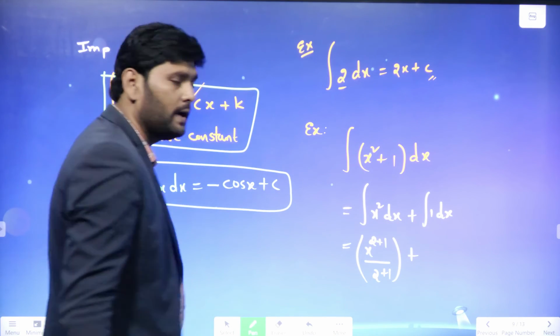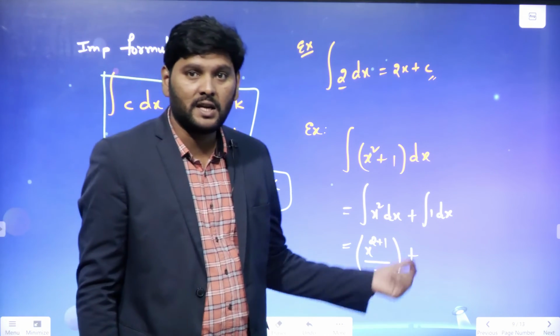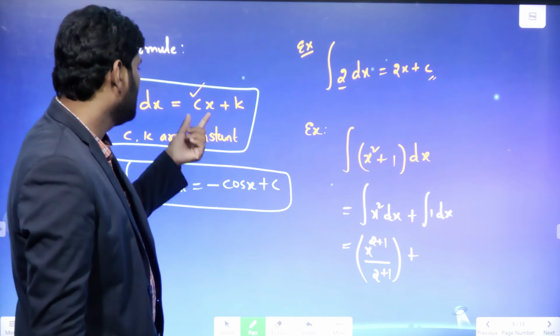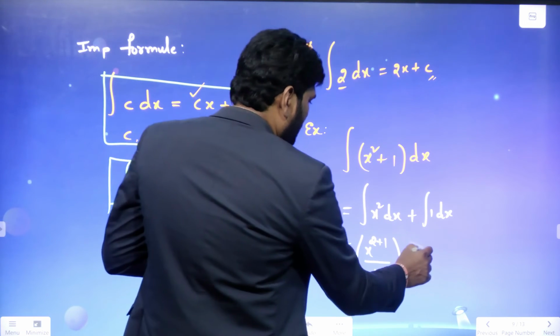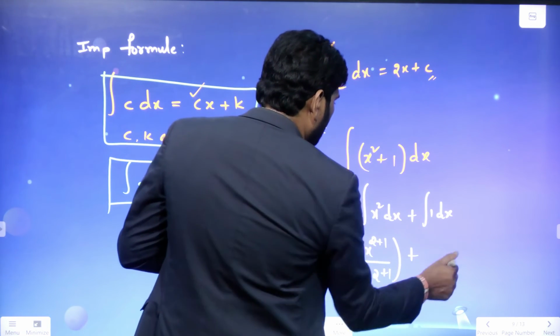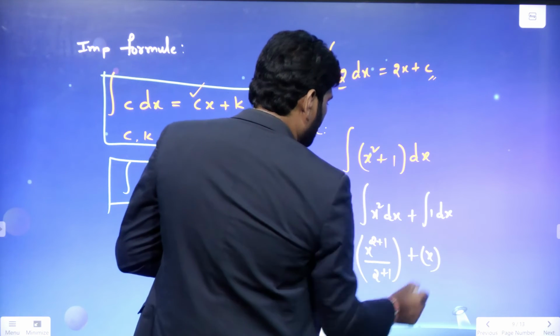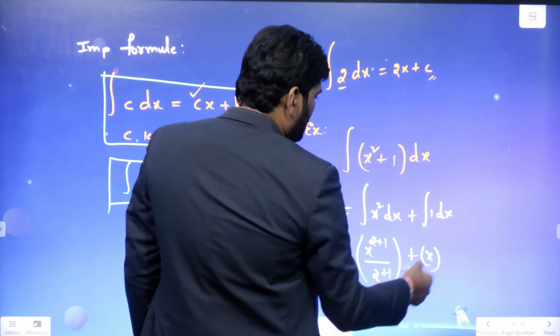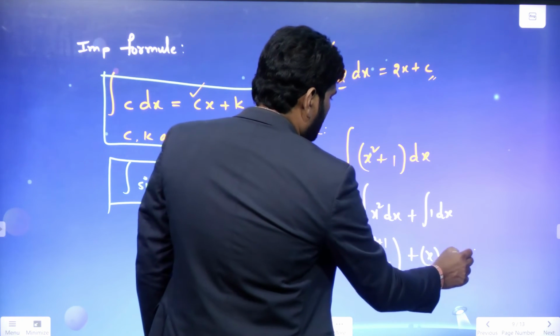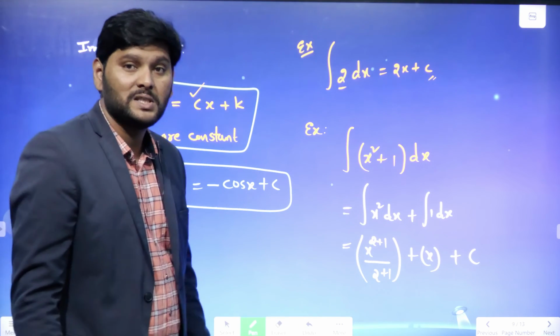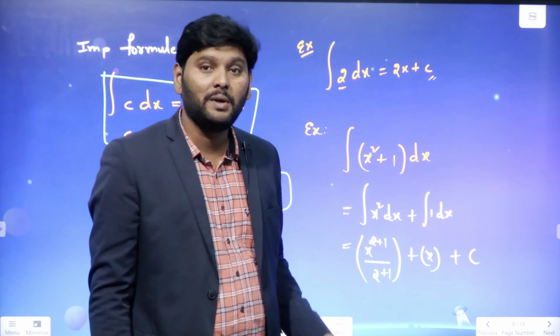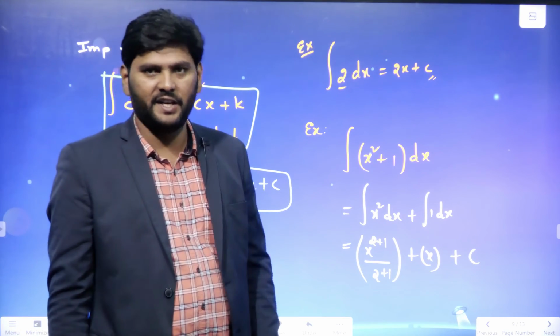plus integral 1 dx. Here 1 is a constant. Constant integration is c into x, meaning 1 into x. So finally we get x only. After doing the integration, you must keep a constant. Why must you keep a constant? Because this is indefinite integration.